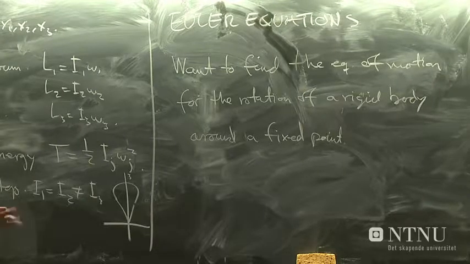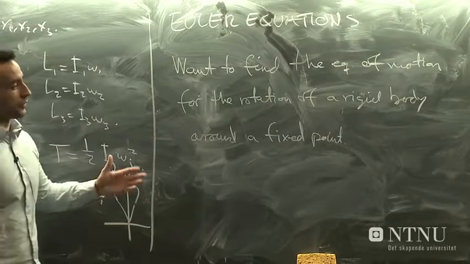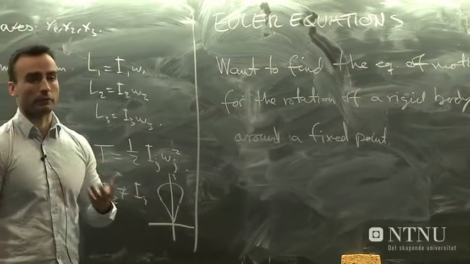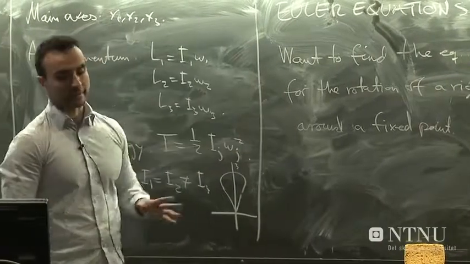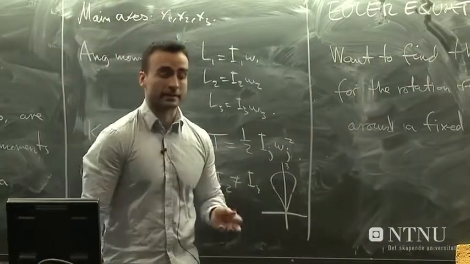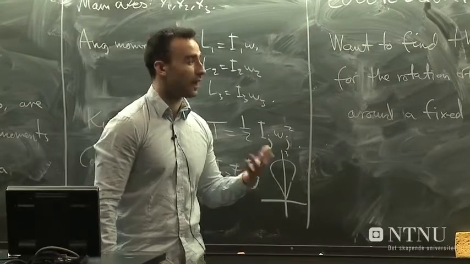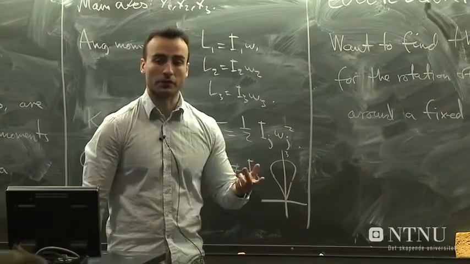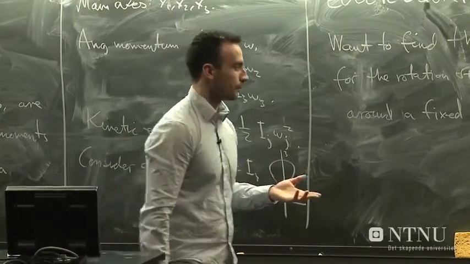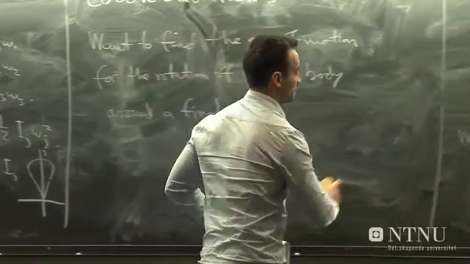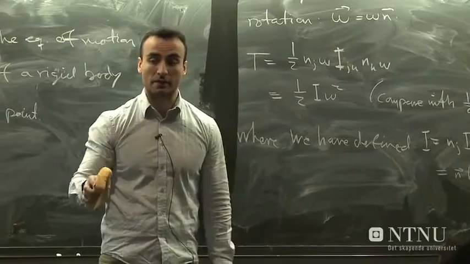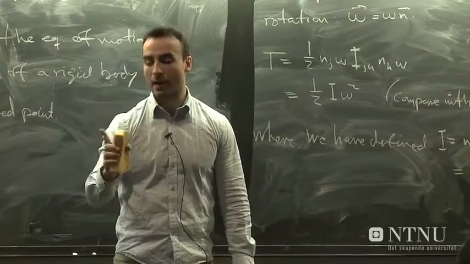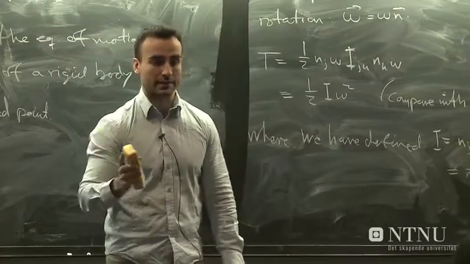The premise is the following. We want to find the equations of motion for the rotation of a rigid body around some fixed point. And this is what I meant when I initially stated that we're going to have a look at the quantitative description of how a rigid body now moves under rotation. So the aim is to derive some equations which we can solve analytically to find out exactly how the body rotates in space.